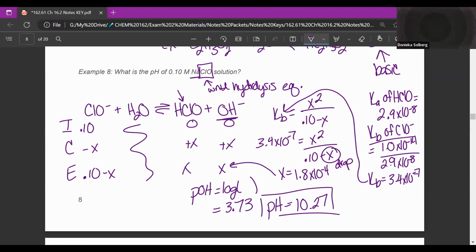Okay, pause. Does this answer make sense? Well, ClO minus is the conjugate of a weak acid, so this solution should be basic. Is my pH basic? Yes, it is. So you probably did this correctly. Now, try the opposite with example number 9, with a conjugate of a weak base. Sorry, I have to watch my wording there. So give that a shot.